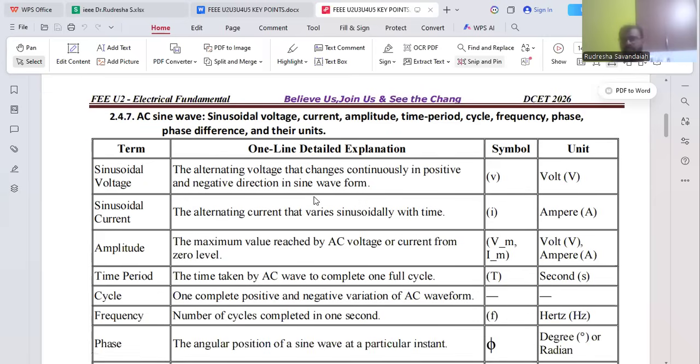Please look here. What is the meaning of sinusoidal voltage? Sinusoidal voltage means the alternating voltage that changes continuously in positive and negative direction in the sine wave form. The symbol is V and the unit is volt.